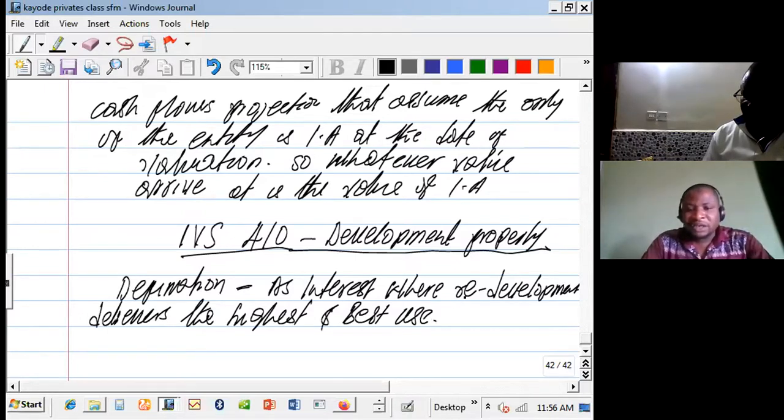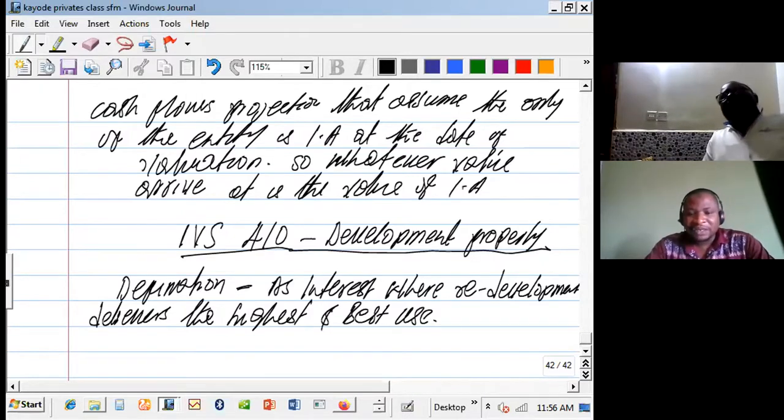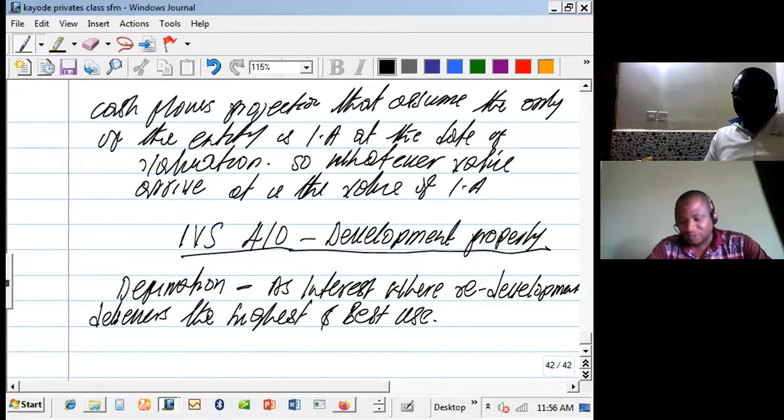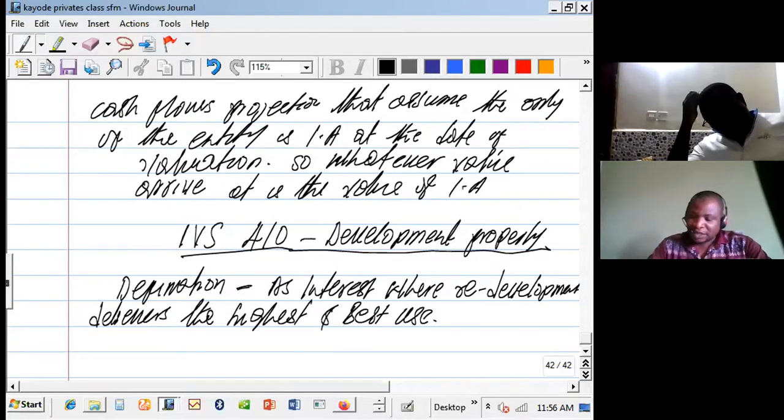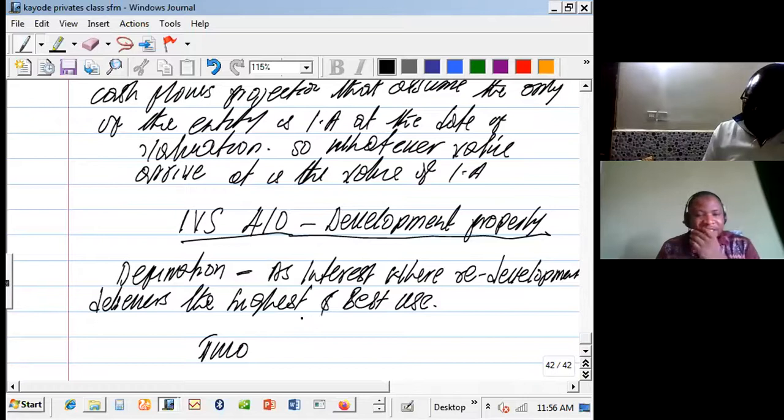Now, like I said, where improvements are either being contemplated or are in progress at the valuation date of the asset, we look at the highest and best use value of the development interest. We use that to value the property. There are two main approaches for estimating development property value.